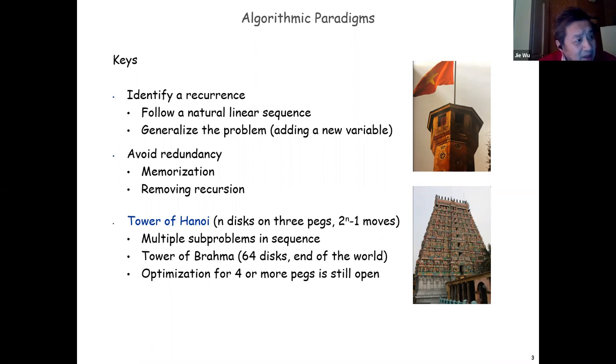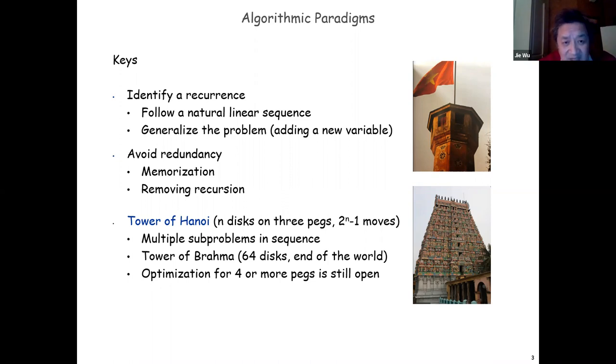I don't think right now people teach how to systematically remove recursion. In fact, there is a theory about how to remove recursion, but I will just show you some examples. Lots of recursive solutions can be changed to a regular iterative process, so we'll show some examples.